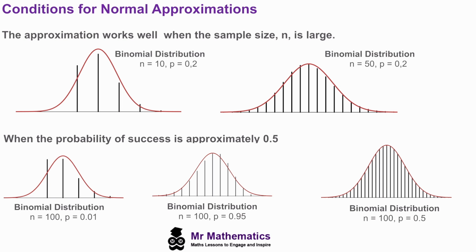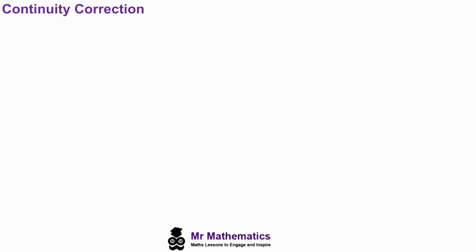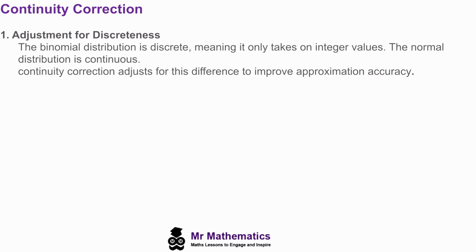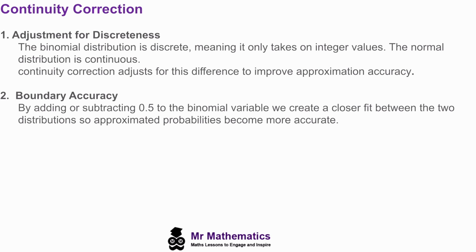We also need to consider something called continuity correction, and this is an adjustment for discreteness. The binomial distribution is discrete, meaning it only takes on integer values. The normal distribution is continuous. And continuity correction adjusts for this difference to improve the approximation accuracy. To apply continuity correction, we need to consider the boundary accuracy. By adding or subtracting 0.5 to the binomial variable, we create a closer fit between the two distributions, so approximated probabilities become more accurate.